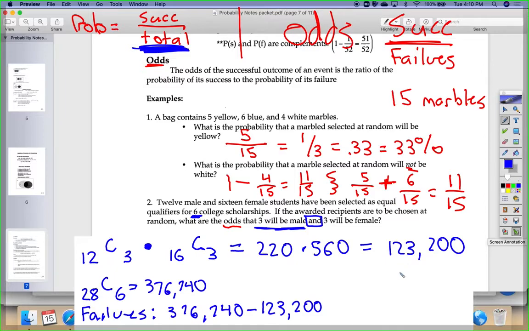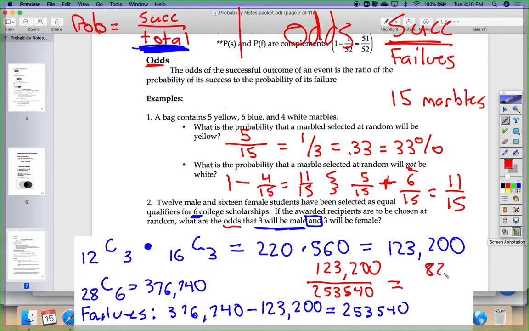It leaves me with basically the denominator for an odds question, which is the failures here, which is 253,540. So to answer the question, we need a ratio of successes over failures, which in this case is 123,200 divided by 253,540. That does simplify, if you want, to 880 successes per 1,811 failures. That would be odds.